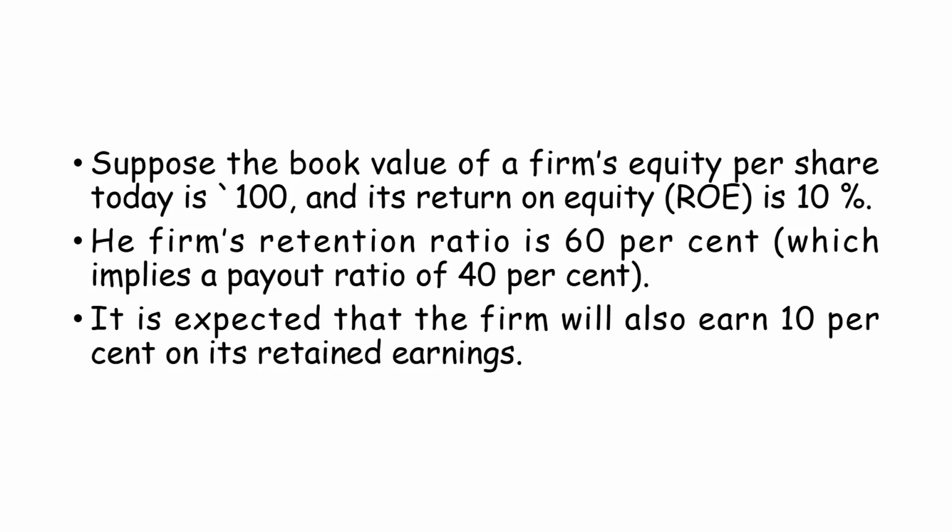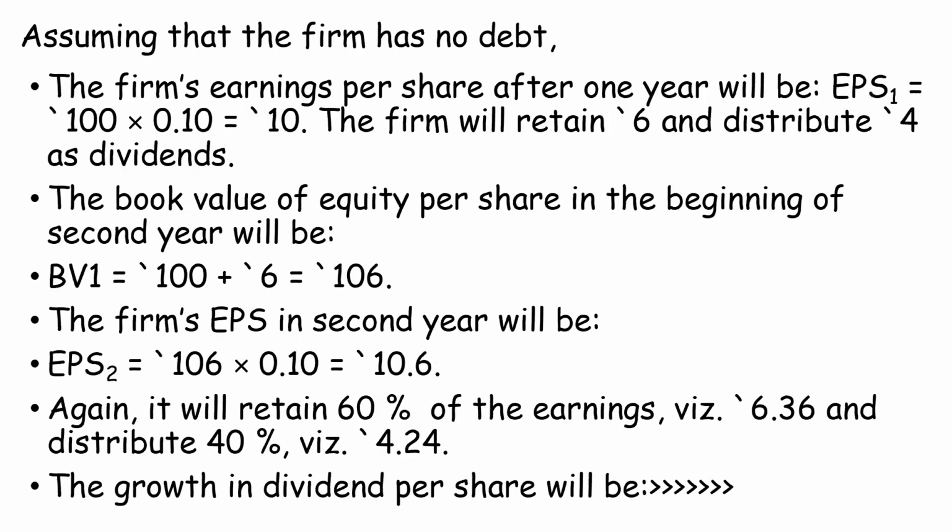Now, expecting that the firm will also earn 10% on its retained earnings. When you are retaining the earnings, of course, you are investing somewhere, at a rate of return. Suppose your rate of return is 10%. That means your retained earning is also growing, isn't it? You don't just hold the retained earning, you also invest it somewhere. So 60% is your retention, and that retention part is also growing at 10%. Let us calculate. This is how you go.